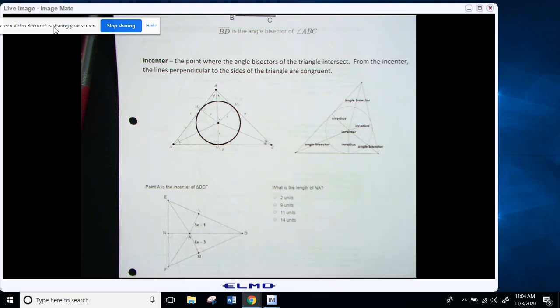So when we have a question like this, and it says point A is the incenter, if I know that that's the incenter, and I can find these little 90-degree angles right here, I know that all three of those lines have to be equal to each other. So if I have two of them labeled with some algebra, all I have to do is set those two things equal to each other. In this case, 5x minus 1 is going to be equal to 6x minus 3.